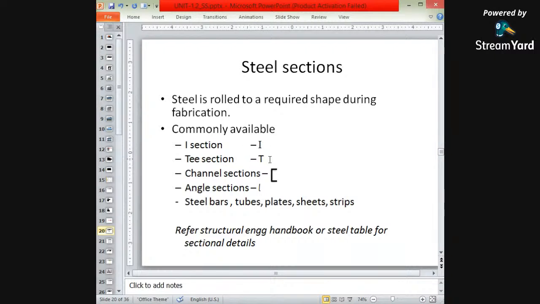T sections are normally used in beams. Channel sections are also used in beams. Again, angle sections: L is nothing but the angle section, with a vertical and a horizontal part. Uneven angle sections are also there, and even angle sections are also there. So the L shape is nothing but the angle section. Lastly, there are steel bars, tubes, plates, sheets, and strips.